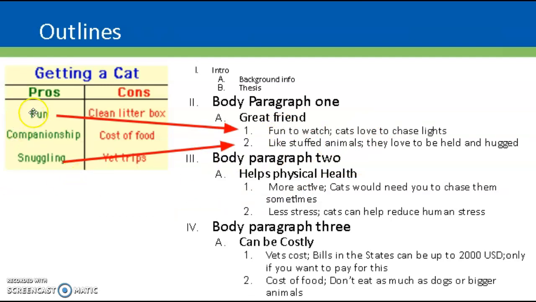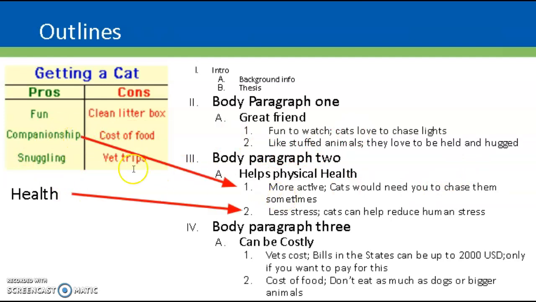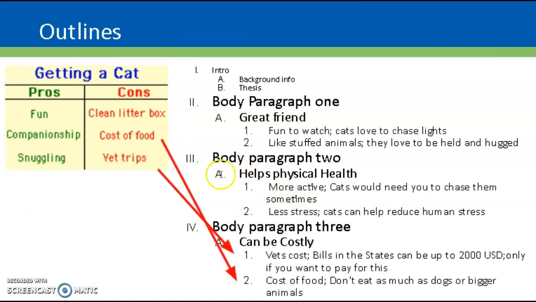Also, you can see from this chart, they took their argument for pros, so people should buy cats. And as they're arguing, they're saying how they're fun, talk about how they're like stuffed animals. They go on to talk about how they're friends, right, make you more active. And they kind of added in physical health, so they make you more active and less stress. You know, that necessarily wasn't on this chart, but that's totally fine. As you're writing your paper, you might think of more ideas and you want to add those. That's totally fine. And then they have counter arguments with, you know, costs, right?